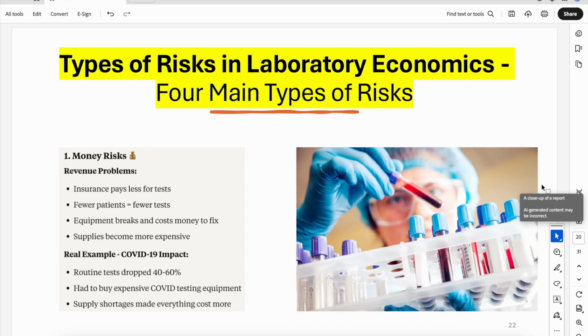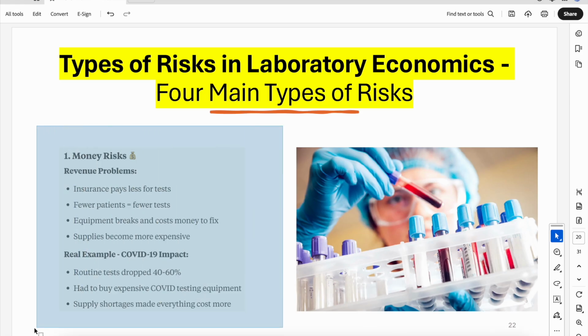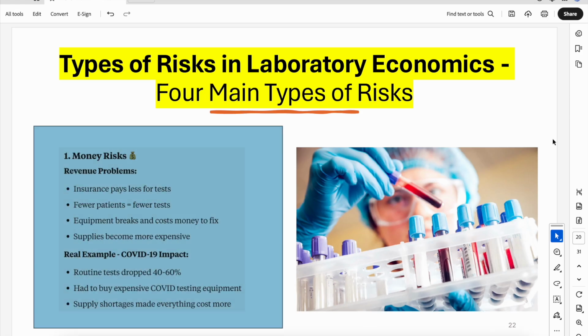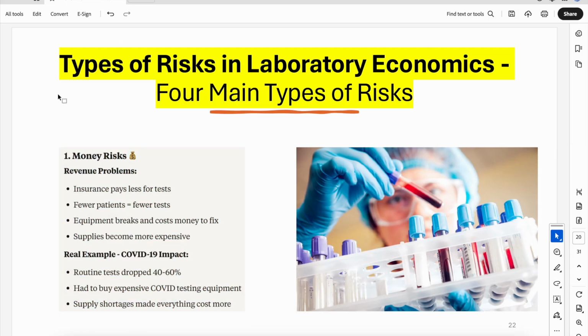There are 4 main types of risk. Let me walk you through the 4 main categories of risk that laboratories face. Number 1, financial risk. This directly impacts your laboratory's economic viability. Revenue problems can severely impact operations: insurance companies reducing reimbursement rates for laboratory tests, decreased patient volumes leading to fewer tests performed, equipment breakdowns requiring expensive repairs or replacements, supply costs increasing due to inflation or supply chain disruptions.